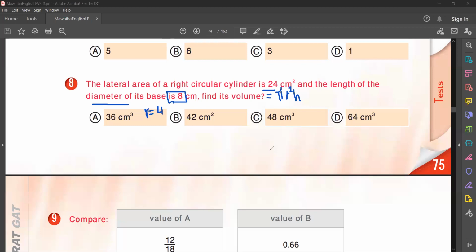What about the height? What about h? How do I find h? h is the height. So I get it from what? From the lateral area. How do I find it? Okay, lateral area, I have a rule also: 2 pi r h equals 24 pi.